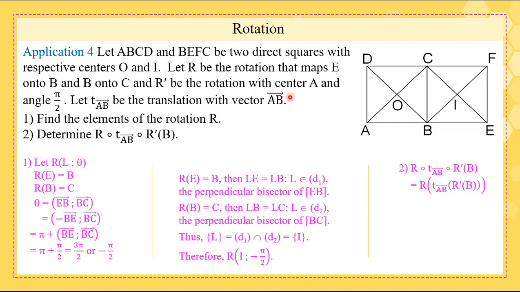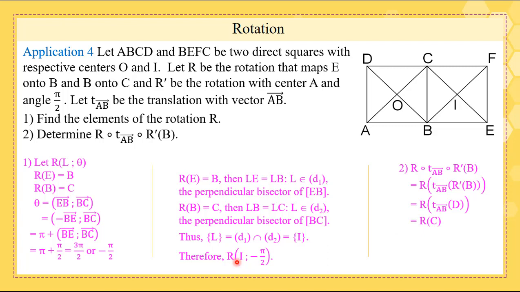Here R prime is a rotation of center A and angle pi over 2. So according to this figure, we can consider that AB is equal to AD and the angle between AB vector and AD vector is equal to pi over 2. So we can deduce that R prime of B is equal to D. Now the translation of the point D by vector AB is equal to C, so we get R of C.